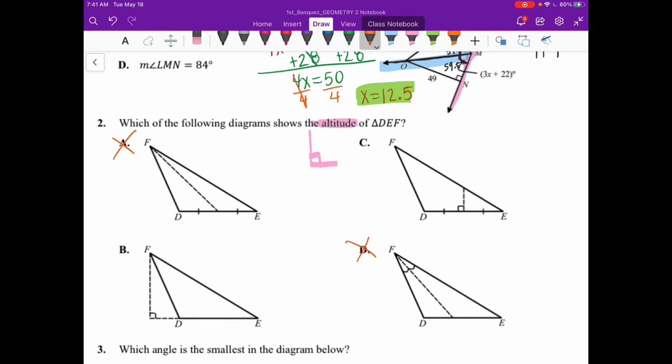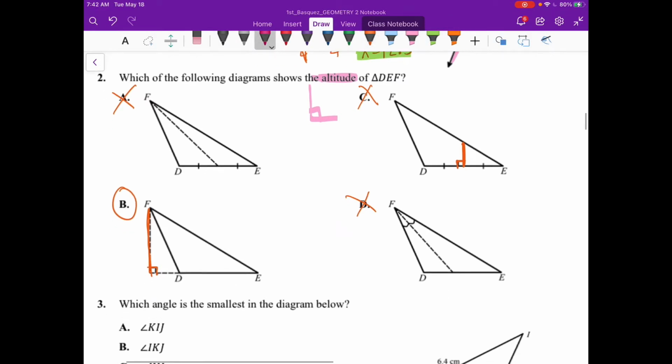And thinking a little bit more about what altitude means, altitude would reference the height of a shape. In option C here, this is not how tall this triangle is. However, option B over here is showing how tall that triangle is. So that's why the answer is B. The altitude has to create a 90-degree angle and also show the height of a shape.